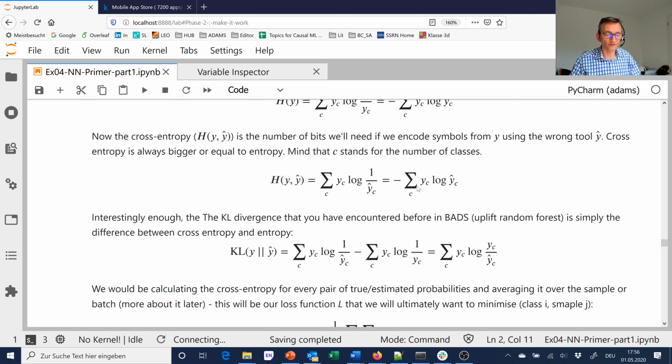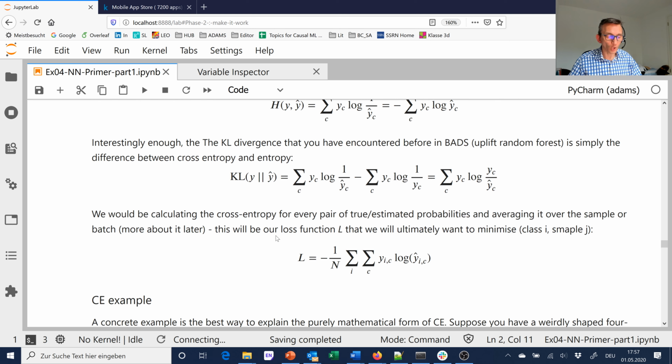And just as a little excursion, you might remember the Kullback-Leibler divergence, either from other lectures or maybe from business analytics and data science, where we touched on it in the scope of the uplift session. It's a very popular measure to quantify how similar two distributions are. And it turns out that the Kullback-Leibler divergence is actually the difference between the cross entropy and the entropy.